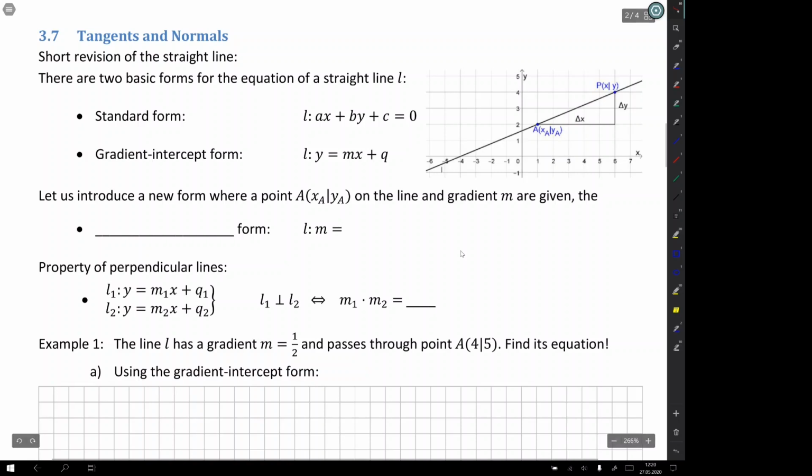And the other one, much more common, is the gradient intercept form y equals mx plus q, which corresponds also to a linear function. And here, geometrically, m is the gradient of the function and q is the y-intercept of the line, actually, rather than of the function. So we have here the line. The y-intercept means this size here where it cuts the y-axis, and the gradient is defined as delta y divided by delta x here. Yes, exactly, the gradient or slope of the line.